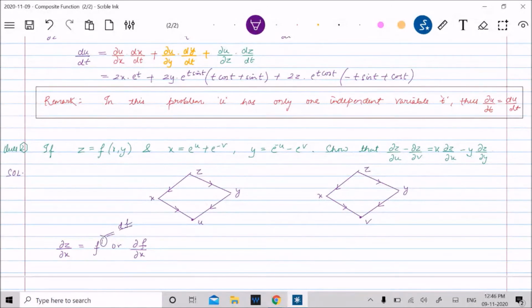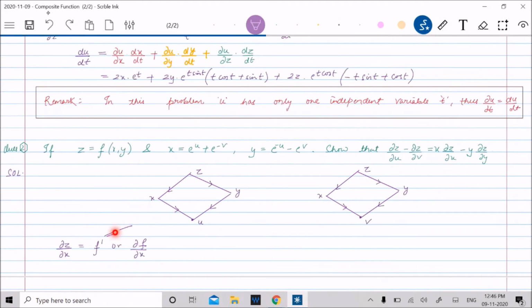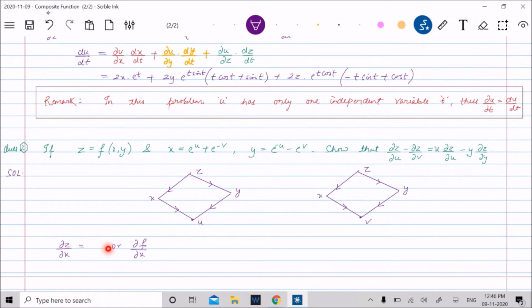Please do not use dash, which is called a prime, whenever you are differentiating something partially. Are you getting my point? Yes, I got it. So please avoid using dash. Dash is reserved for when you have a function of one variable.